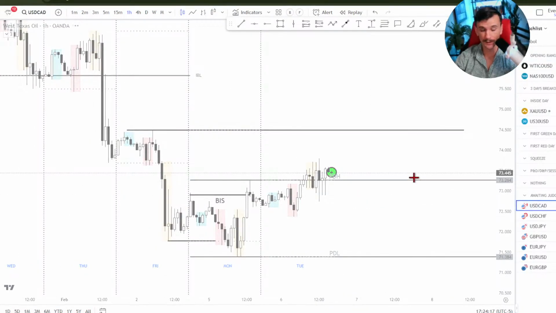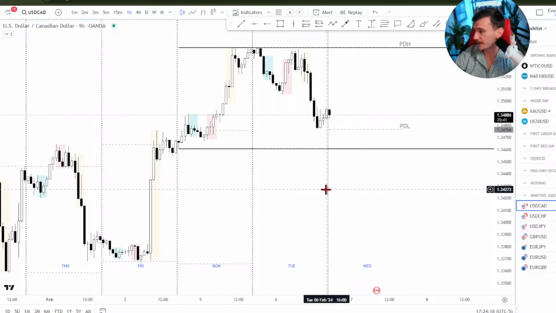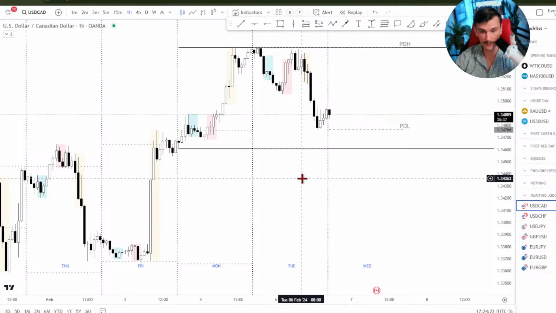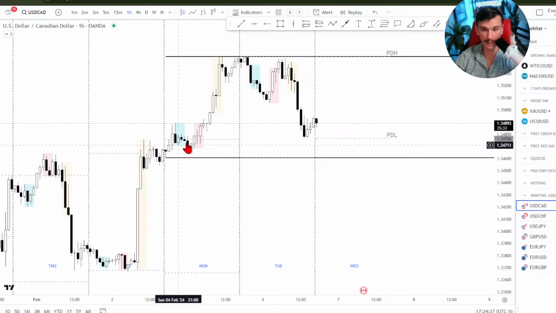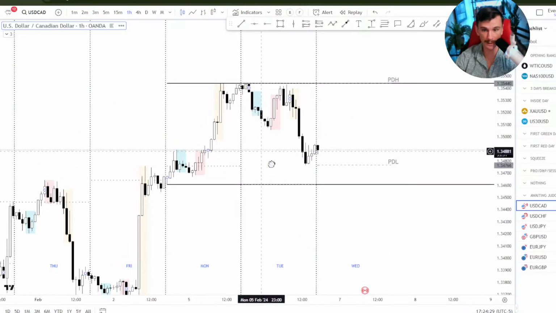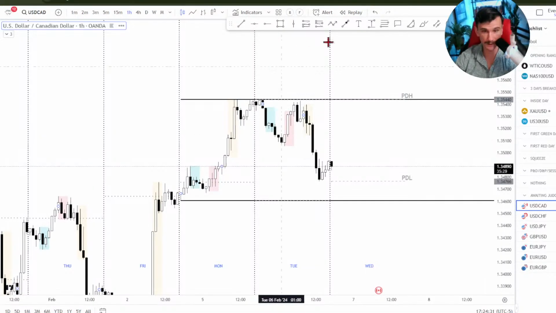Let's see. US dollar CAD. All price is below Sunday opening price. One side holds. Maybe. US dollar CAD. We had 1 day of breakouts, 2 days of breakouts, and then today is an inside day. Yeah, this is an inside day.